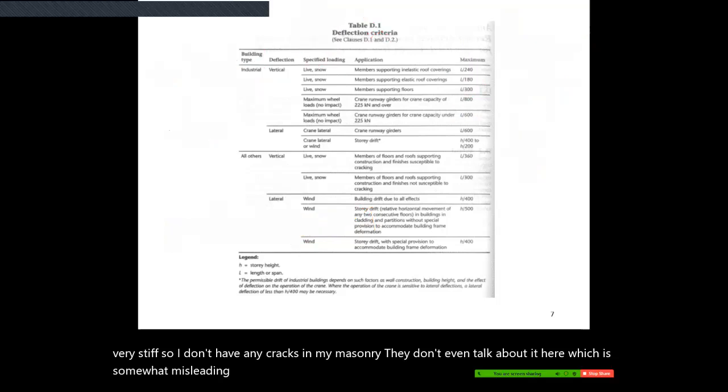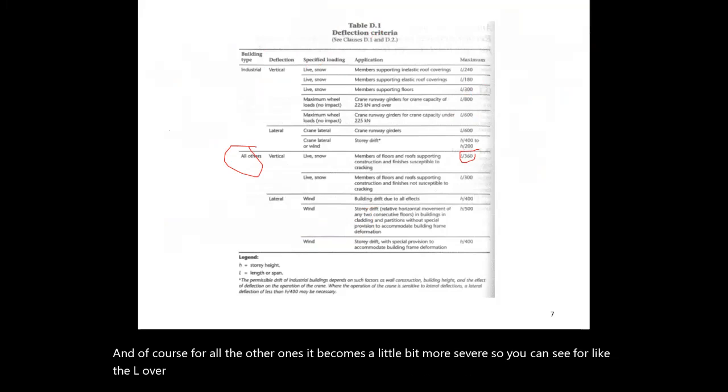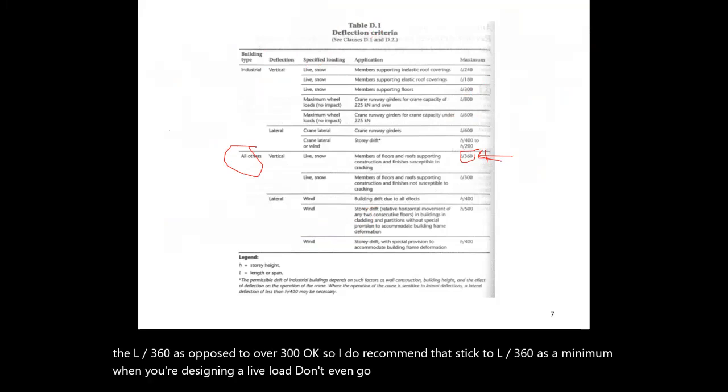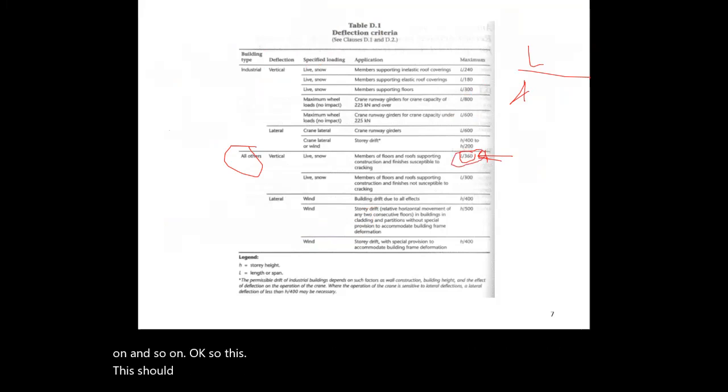And of course, for all the other ones, it becomes a little bit more severe. So you can see for like the L over 360 as opposed to L over 300, okay? So I do recommend that, stick to L over 360 as a minimum when you're designing for your live loads. Don't even go to 300. And after that, depending on how sensitive your material is, go to L over 480, L over 600, L over 720, and so on and so on, okay? So this should be almost the minimum that your stiffness should be, okay?